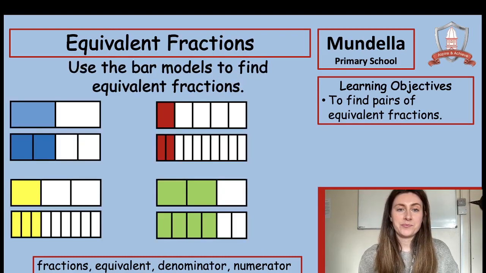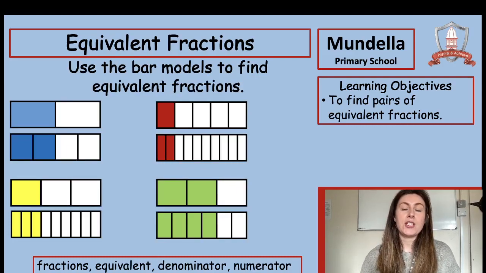Well done. What I'd like you to do here is use the bar models to find the equivalent fractions. So remember, you need to count the total number of parts and then the parts that are shaded to work out what the fraction is. Pause this video, write down the equivalent fractions and then press play when you're ready. Okay, let's see how you got on.